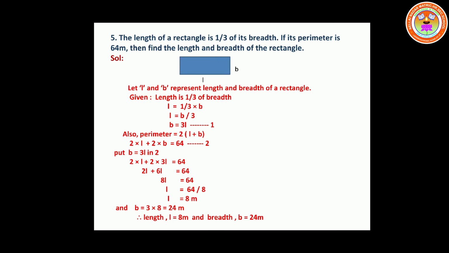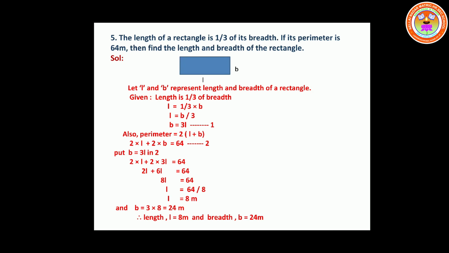Now, its perimeter is 64 meters. What do we know about the formula of a perimeter? 2 times L plus B. So we are going to use that formula and equate it to the value of the perimeter given. So 2L plus 2B is equal to 64. That is the second equation.